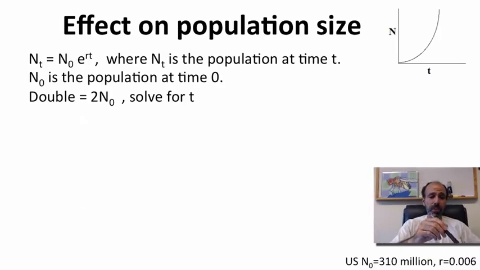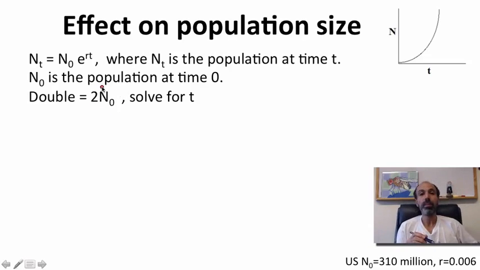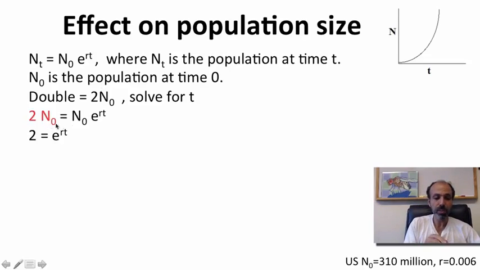Here's the formula I showed you before. N sub t equals n sub 0 times e to the rt. So what we want to do is solve for the doubling time. So let's say that our n sub t is actually 2n sub 0. And what we want to do then is solve for t. So we can substitute that in the equation. 2n sub 0 equals n sub 0 e to the rt. Okay. We divide both sides by n sub 0. That's very easy. 2 equals e to the rt.